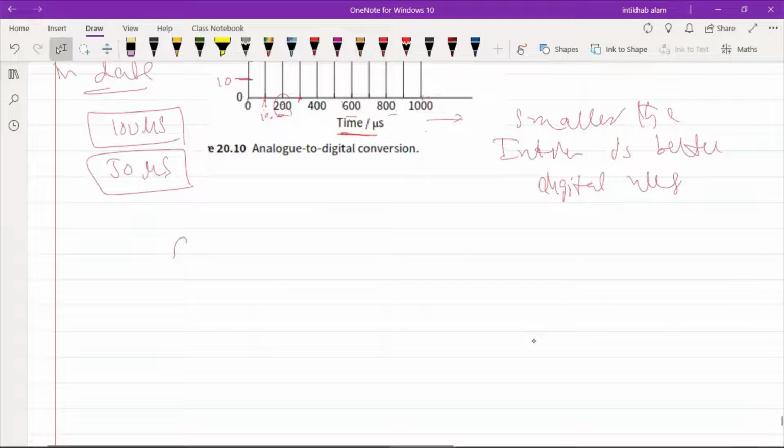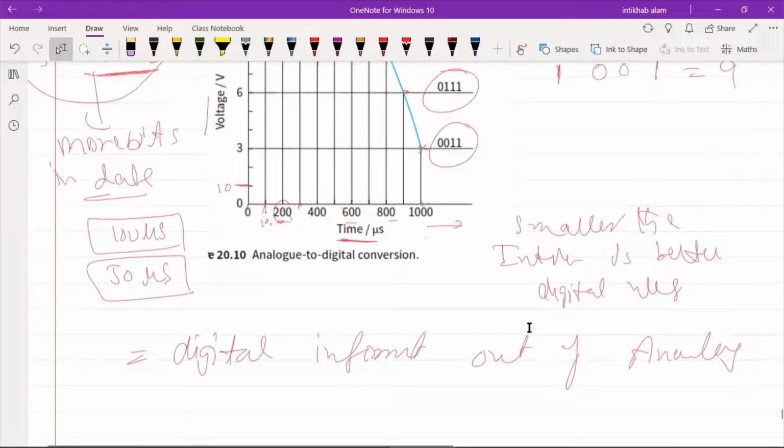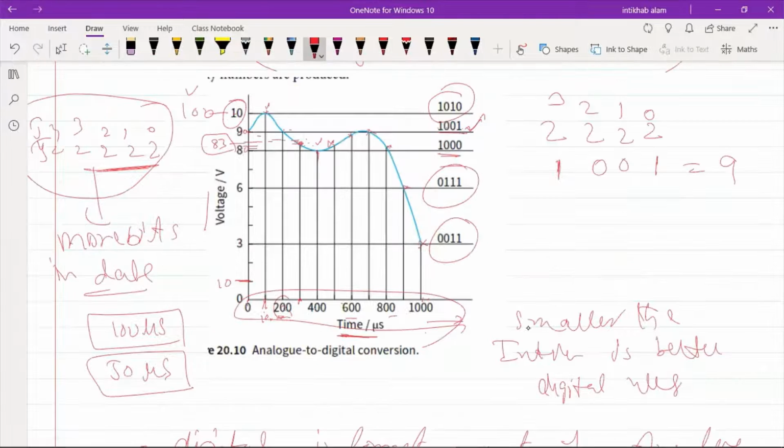You have got the digital information out of analog information. There was just a graph, but putting the values of the time over here and putting the values of the voltage over here, we were capable of getting the values at different steps. So we have got the digital one.